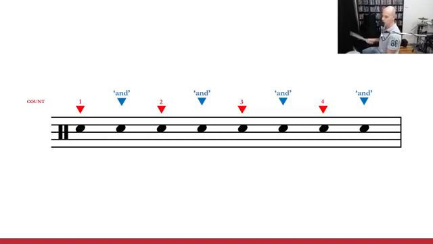1, 2, 3, 4. 1 and 2 and 3 and 4 and 1 and 2 and 3 and 4 and 1 and 2 and 3 and 4 and 1 and 2. So you can see that the right hand is constantly falling on that count, on that metronome count. Okay? So you're probably thinking, yeah, well, so what?